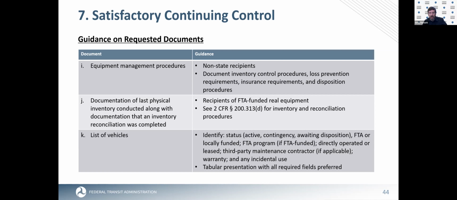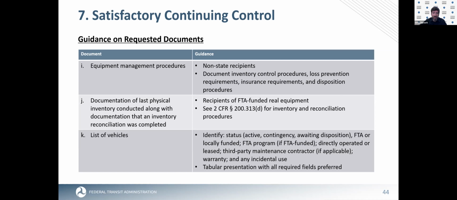Great. So moving on to item K, the RIR is asking for a list of vehicles, and this list of vehicles should identify the status of the vehicle. I should clarify that this is just for FTA recipients who operate urban bus service. So you would want to identify all of your buses and say what the status is. Are they active? Do you have a contingency fleet? We'll talk a little bit more about that in a bit. Perhaps you have some vehicles that are awaiting disposition.